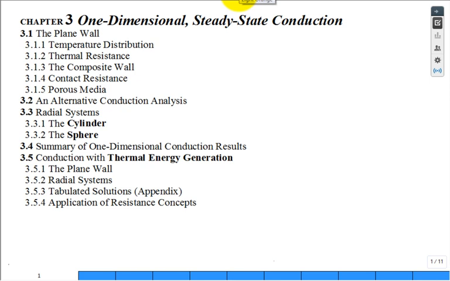So this is our second lecture in Chapter 3. Chapter 3 deals with one-dimensional steady-state conduction. Last time we focused a lot on the wall in a plane coordinate system, or rectangular coordinate system, just heat transfer through the wall. We're able to take our governing differential equation and boundary conditions and solve for the temperature as a function of position.